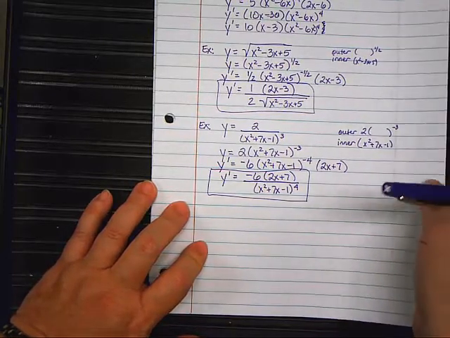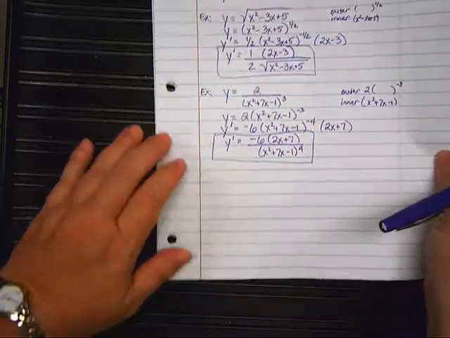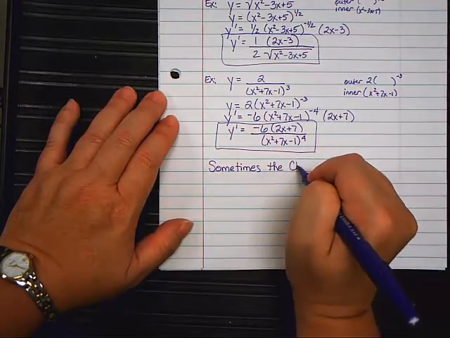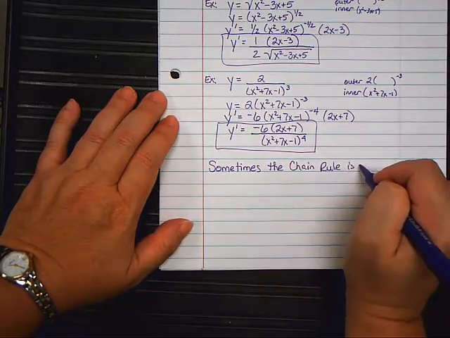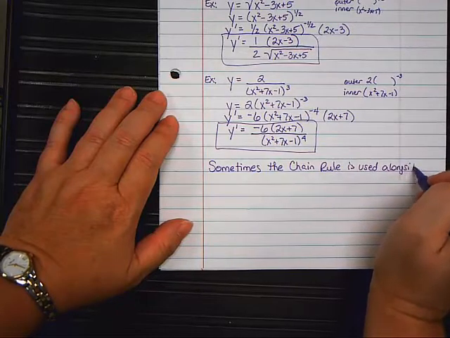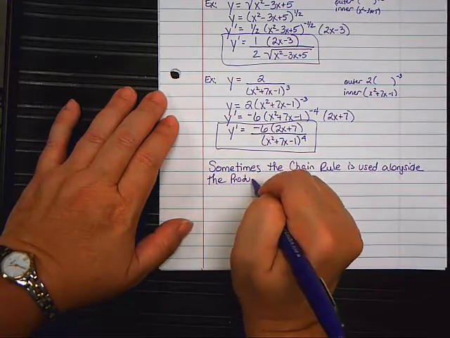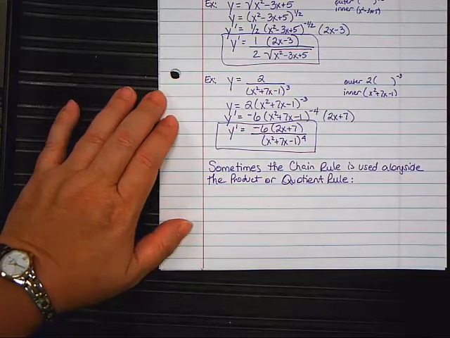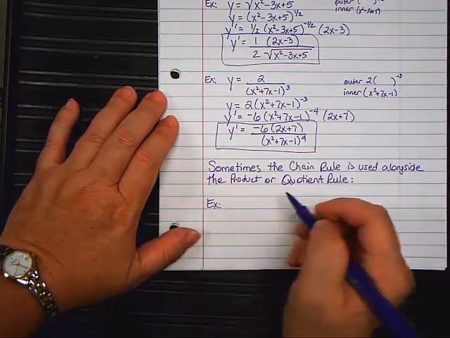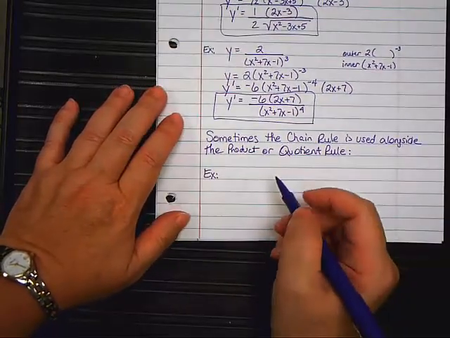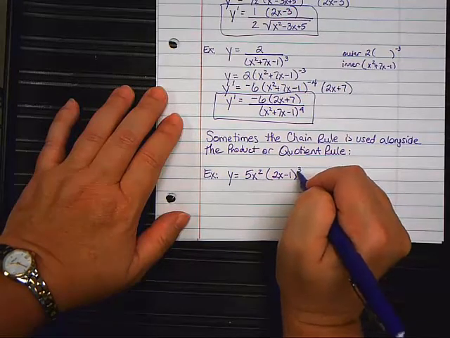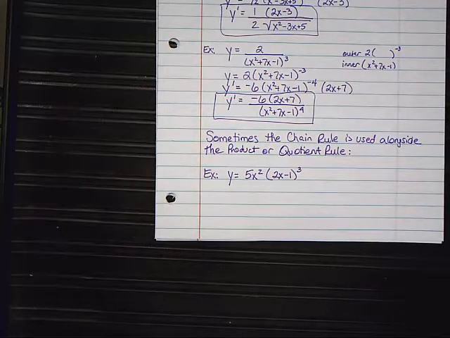Now, I have a lot more notes, but I think I'm only going to have time for one or maybe two more examples, and that's okay. So, sometimes the chain rule is used alongside the product or quotient rule. So you may have to use more than one rule in a problem, and we're going to do one that you do. I think I have enough lines left. I hope so. Y equals 5x squared parentheses 2x minus 1 to the third. Y equals 5x squared times 2x minus 1 to the third.